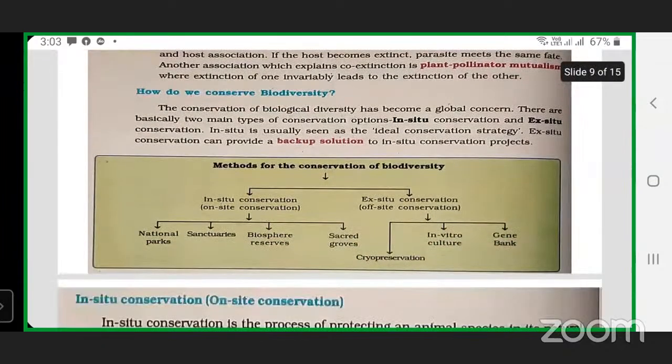See the tabular form. Methods of conservation of biodiversity. In situ conservation is also called onsite conservation. Then ex situ conservation, offsite conservation. In situ conservation, what are the organizations there? National parks, sanctuaries, biosphere reserves, sacred groves. Whereas ex situ conservation: cryopreservation, in vitro culture, and gene banks.